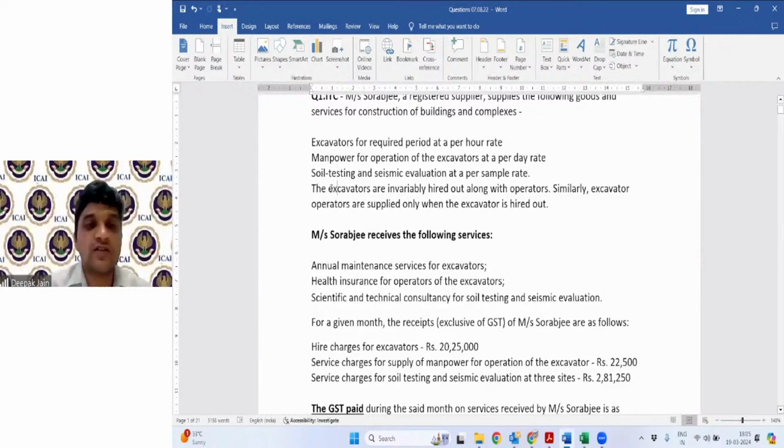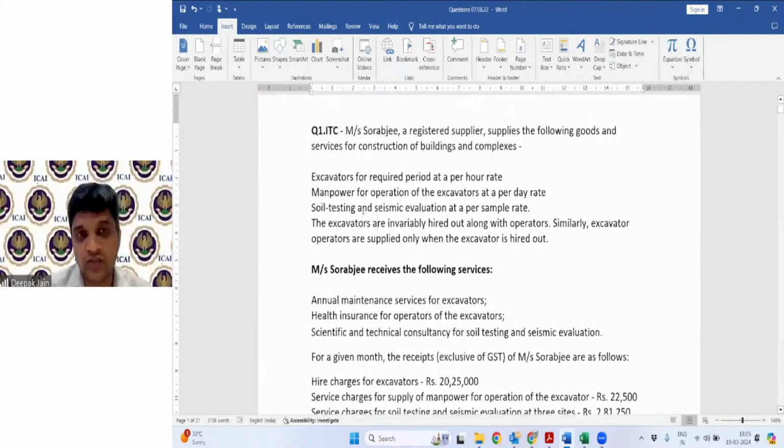Okay. So the excavators in this question are very important, saying what the facts are, what the combination is, because from the question, we will get to know a lot of things. So understand the question in a better manner. From this question, we will go and read it in detail. Sorabji is a registered supplier. He supplies the following goods and services. Excavators at a per hour rate, manpower for operation at a per day rate, soil testing and seismic evaluation at a per sample rate.